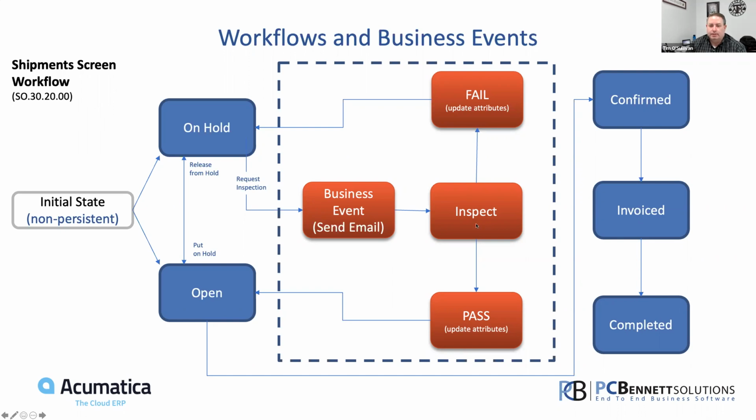Then it's going to give you a decision tree where, when you're in that inspect status, I can either fail it, which would put the shipment back on hold, or I can pass it, which would then send it to an open state. And then once it's open, I can follow my standard ship confirmation, invoice completed process. We're not going to go through this side of it. We're going to stop once it comes back to open.